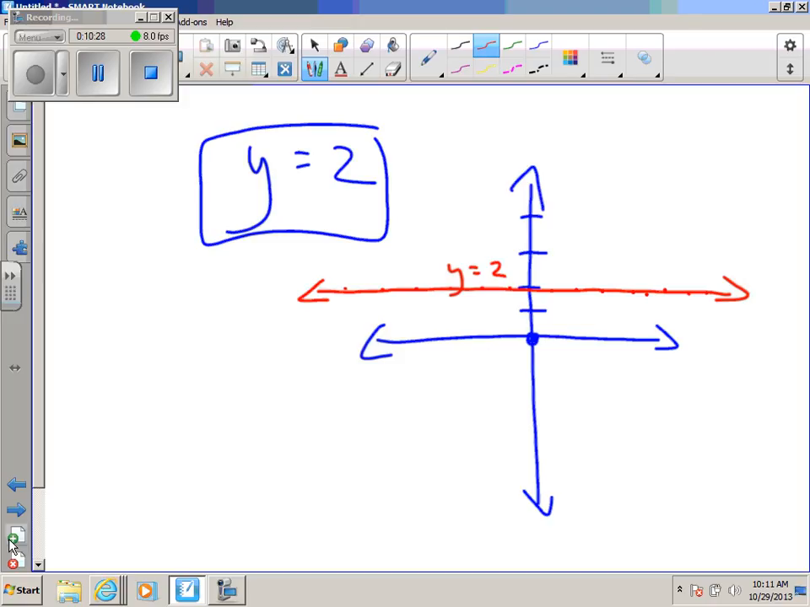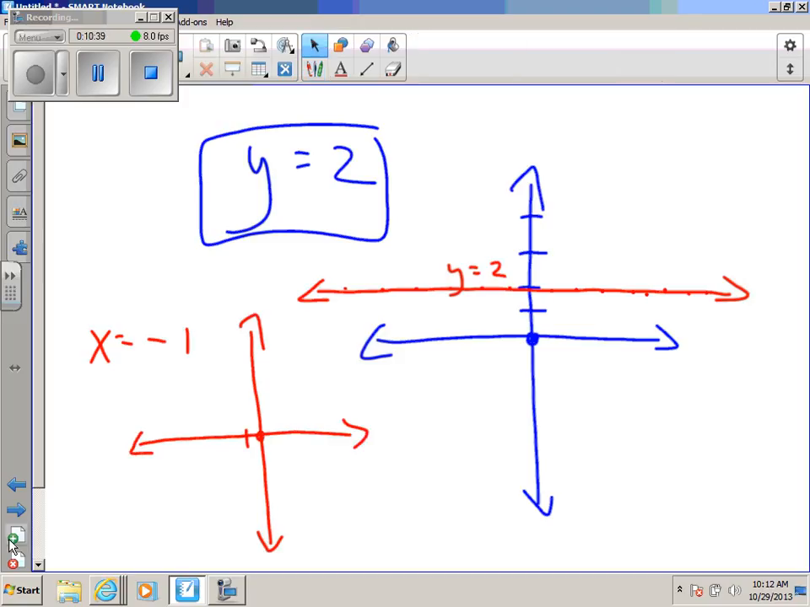So if you had an x equals -1, it would be the same kind of concept. Here's my -1. It would be just a vertical line.